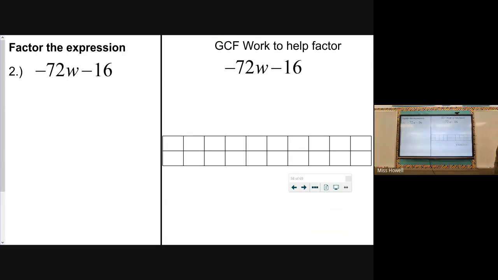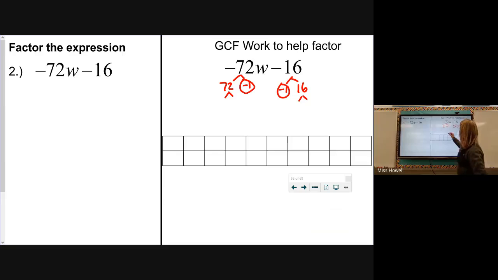All right, number 2. We want to factor completely negative 72w minus 16. These are both negatives, so we're going to start with negative 1 and 72 and negative 1 and 16. And then we're going to only break down the positive version. If I don't do that, I might miss something that is part of my greatest common factor, so be careful.